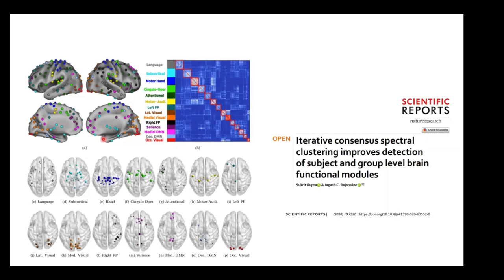So his algorithm was able to detect these modules carefully. We have looked at the literature and validated that these modules are neuroscientifically correct modularizations. We found about, I think, 16 or 14 modules in the brain using this algorithm.